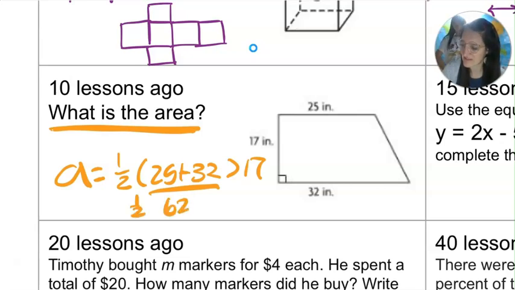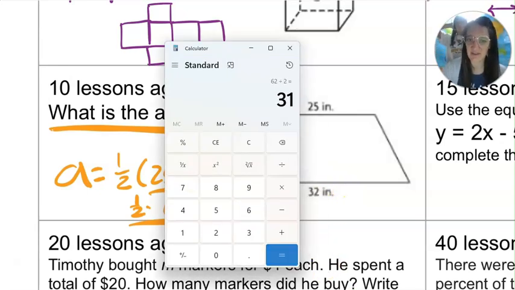62, half of 62 times 17. I'm going to do half of 62. I can either go 62 divided by 2 and get half of it, or I can do 62 times 0.2. Nope, not 0.2. 62 times 0.5, which is 31. 31 times 17 is 527.